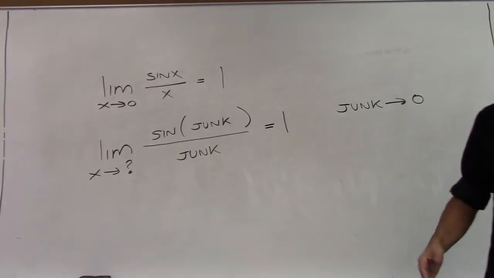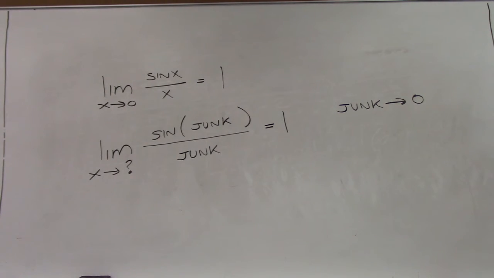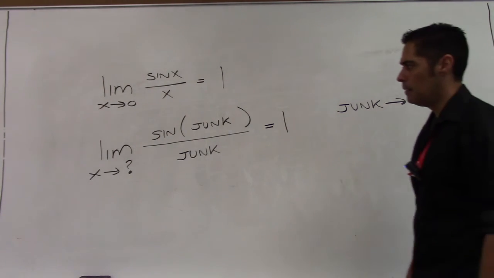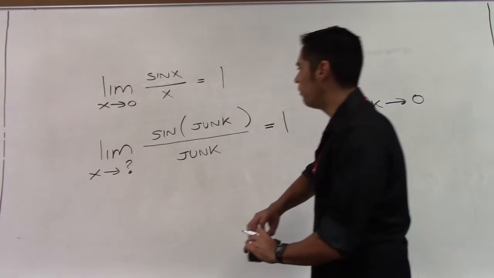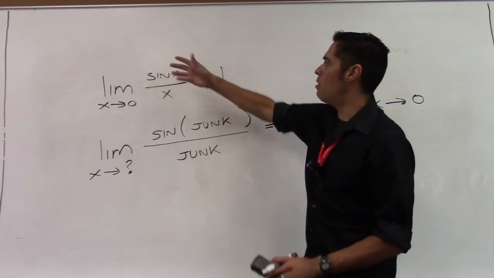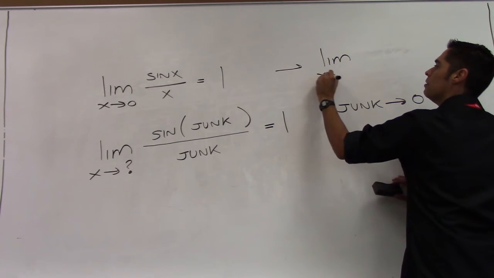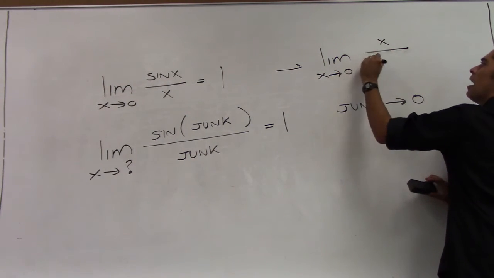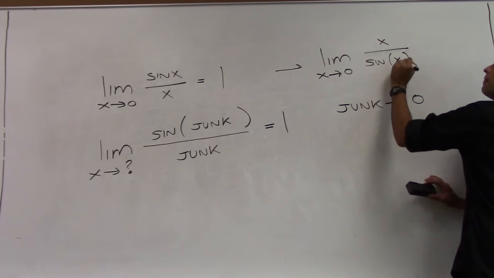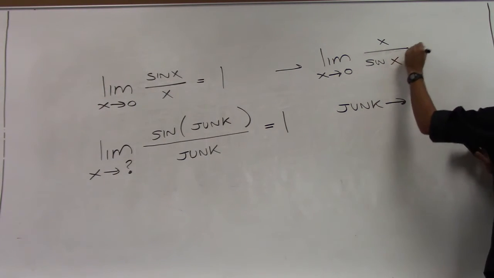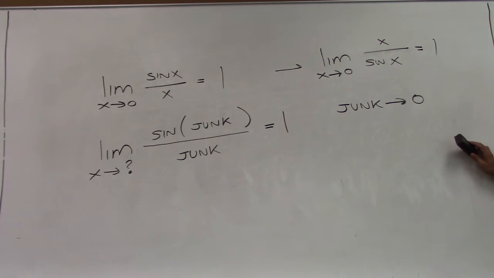I'm going to give you an illustration of this in the next example. Also, if you flip this over, you get the same thing. If you do the limit backwards, with the x on top and the sine x down here, you don't need parentheses. This is still 1. It works both ways.